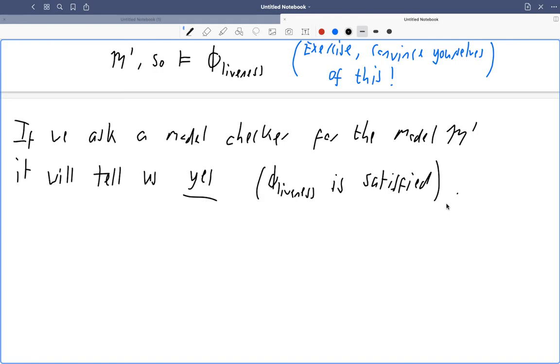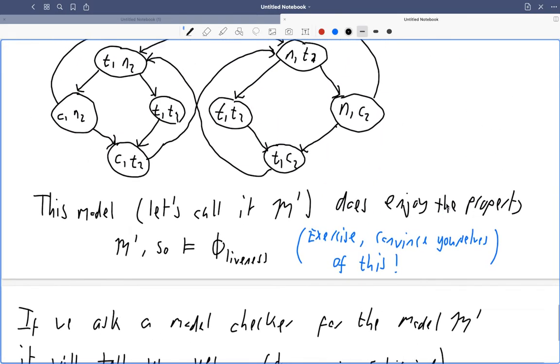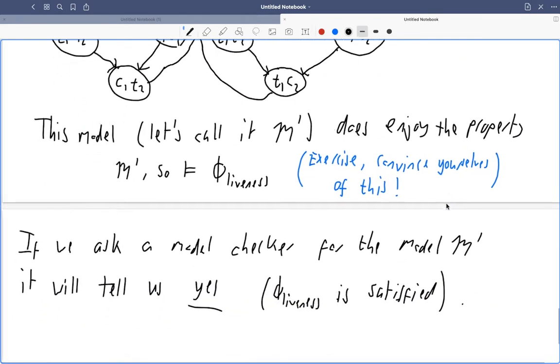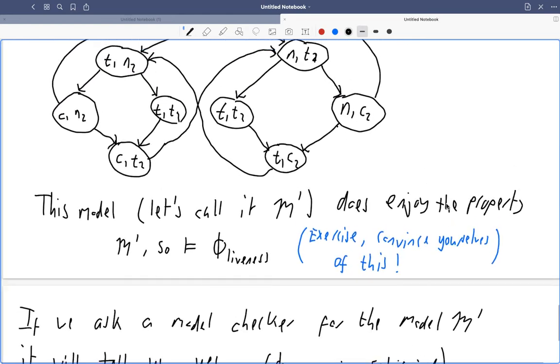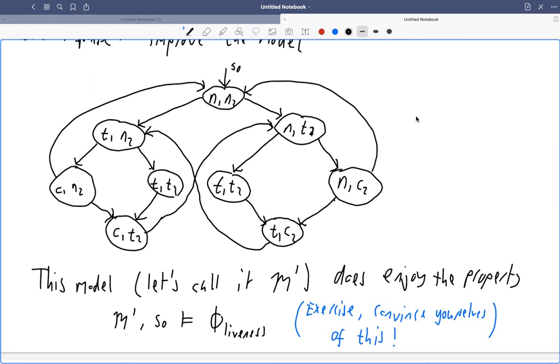So this is a simple example, but it illustrates a process that is really followed in system design, which is you build a system and you check that it has some property that you want. And in this case, we built the system and it did not have the property that we want. So then you redesign the system in such a way that you make sure that the property does hold.